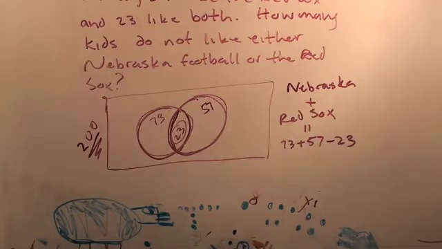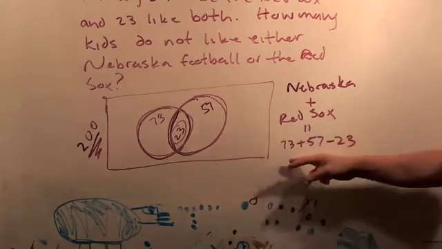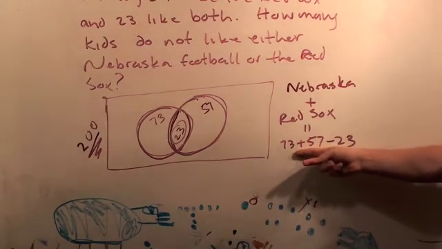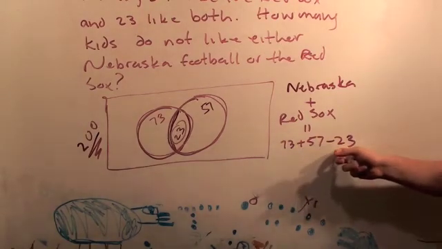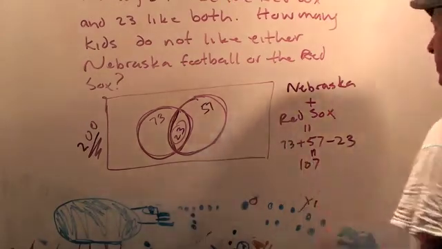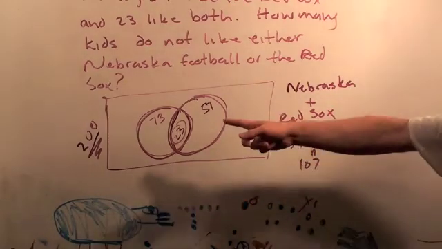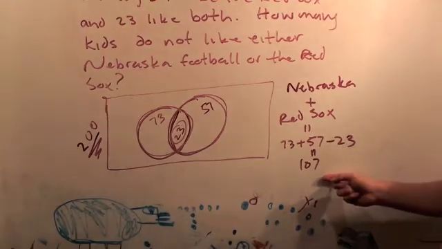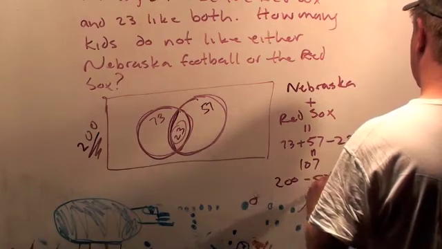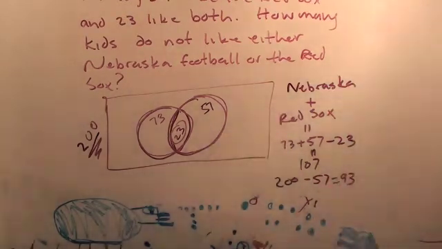Let me show you a second example. Let's do this real quick. What's 73 plus 57? It's 130. 73 plus 57 is 130 minus 23, which is 107. So how many kids are not in either one of those circles? 93. 93, right. So 200 minus 107. But I need to show you a better example of why you have to subtract.